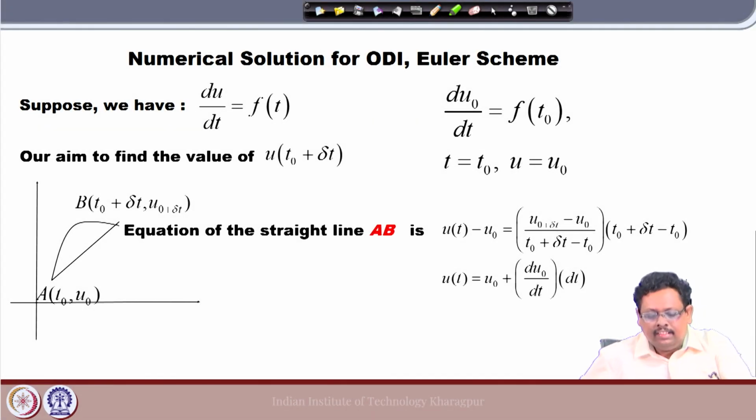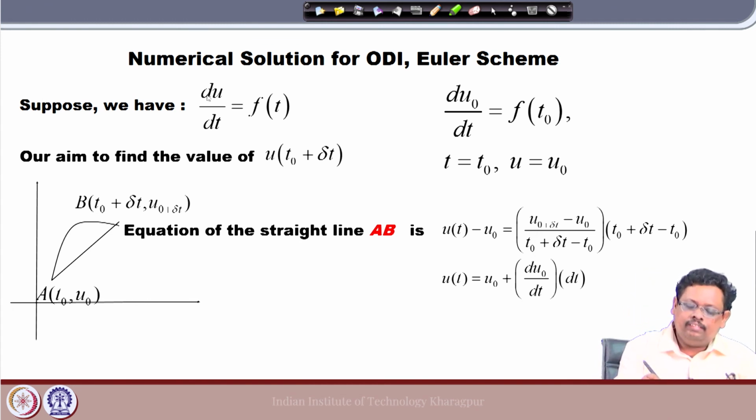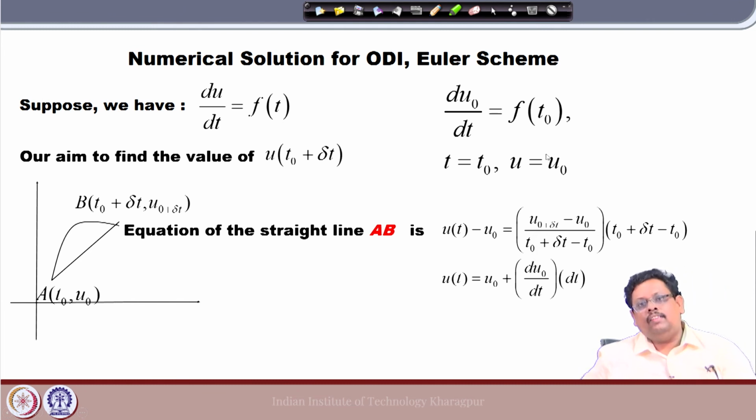Okay, now let us come to the final part of it. We have the equation of motion, so how do we solve it? Let us discuss a very easy scheme, the Euler scheme. We are going to solve the differential equation du/dt equal to f(t), where what is given is the value of du/dt at the initial time t0 and the value of u at the initial time.